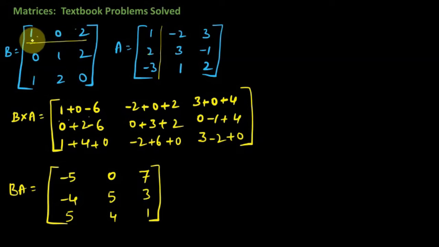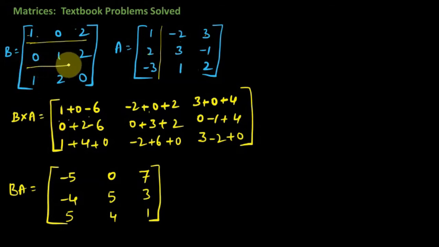Similarly with the second column now, 1 into minus 2 is minus 2, 0 into 3 is 0, 2 into 1 is plus 2, right? Similarly with the third column, 1 into 3 is 3, 0 into minus 1 is 0, 2 into 2 is plus 4, right? Now, how to get the second row elements?